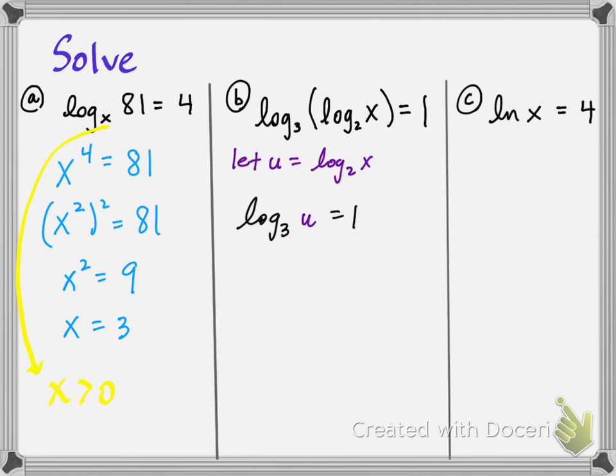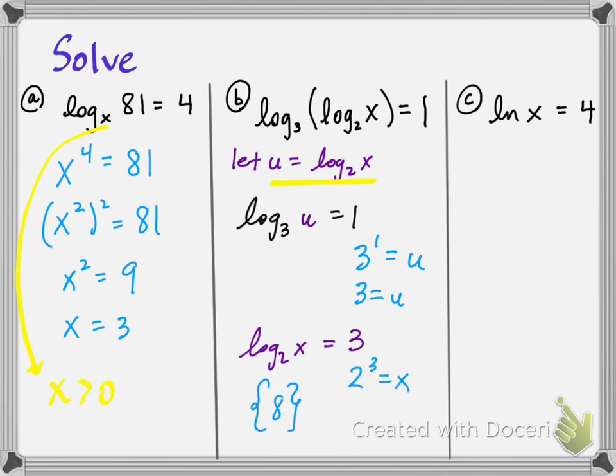I'm going to convert that to exponential form. 3 to the first power equals u. So that means that I can claim 3 is equal to u. Okay, but u is equal to log base 2 of x, because I already wrote that. So I can now say log base 2 of x equals 3. And then I can do, again, exponential form off to the side if I need to. I can say that 2 to the power of 3 equals x. So therefore, your answer is 8.